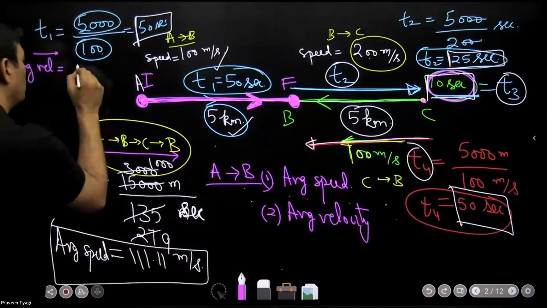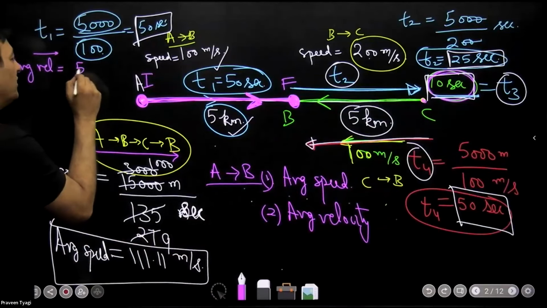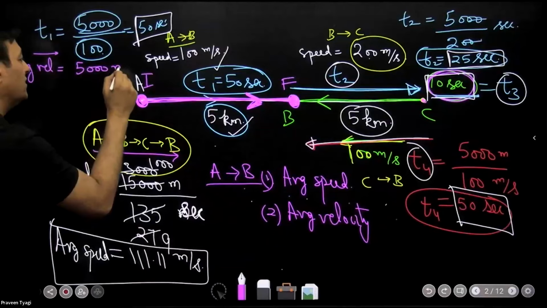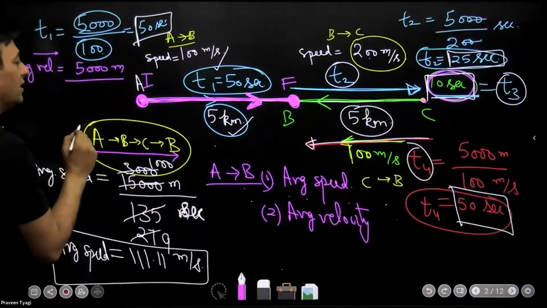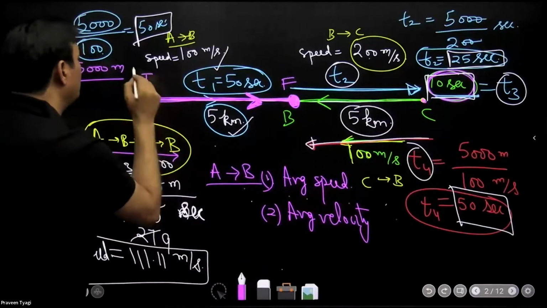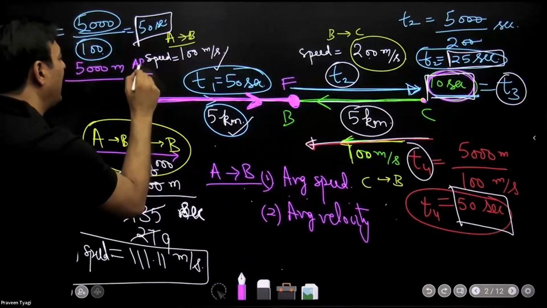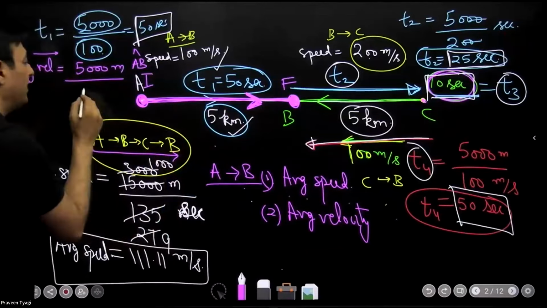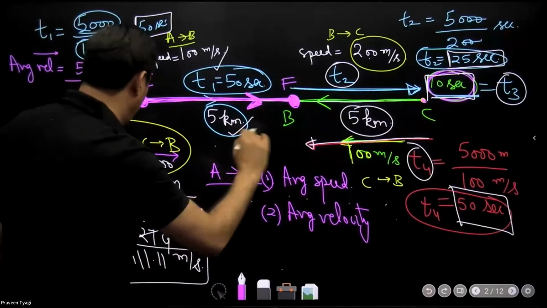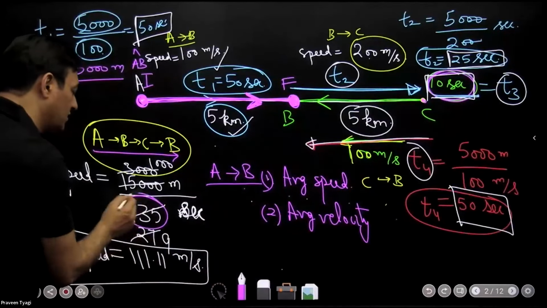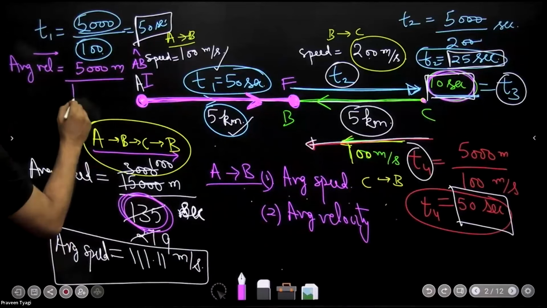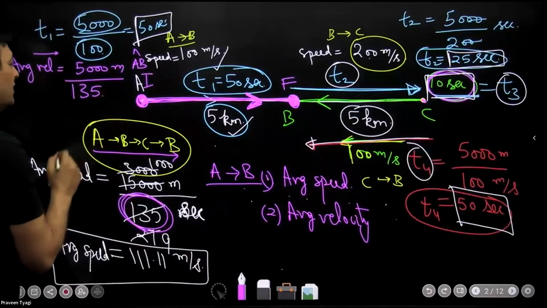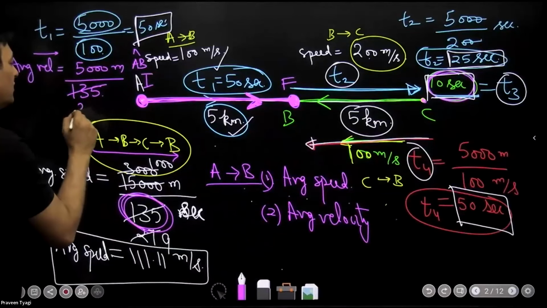So average velocity, total displacement is 5 kilometers, which is 5,000 meters, divided by time, and it is directed from A to B. So I will say AB cap. We'll come to this unit vector along AB. Divided by time taken, total time taken will remain the same as here, 135 seconds. And now I want to calculate it.